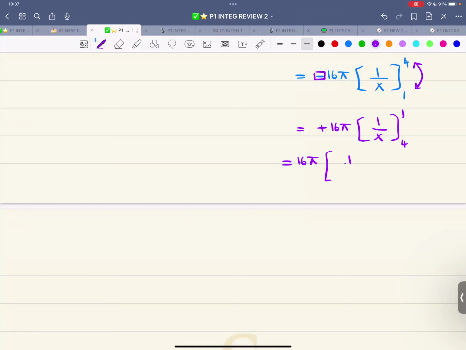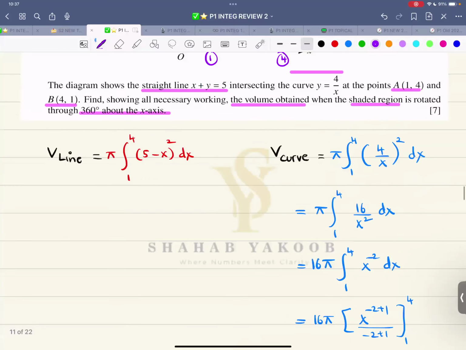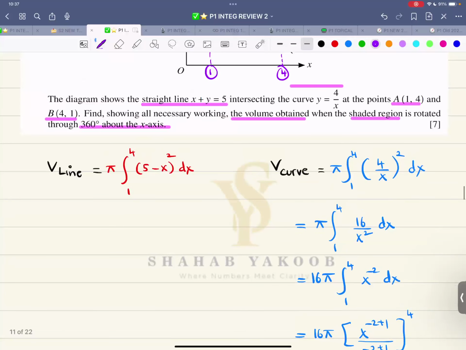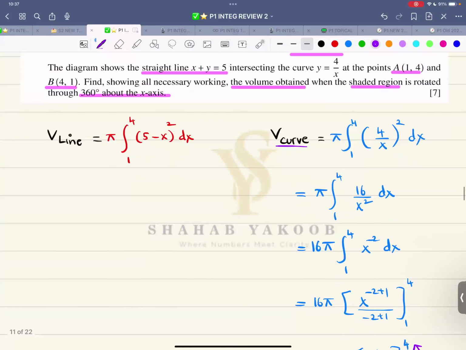This is 1 over 1 minus 1 over 4. 1 minus 1/4 is 3/4. So 16 pi into 3/4 comes out to be 12 pi units cube. So that is the volume produced by the curve. That thing is done. What about the line?